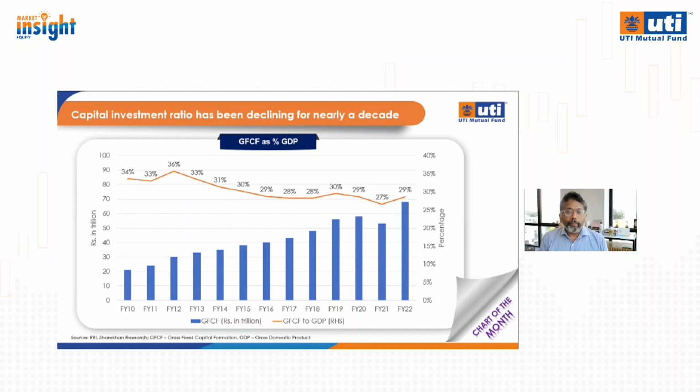Most of you would be aware that the capital investment ratio in India has been in decline for almost a decade. The peaks that we saw in the capital investment ratio, or rather gross fixed capital formation as a percentage of GDP, actually happened about 15 or 16 years ago. Here, of course, we have the data from 2010, and you can see the peak of 36% of GDP being investments in the 2012 financial year. And ever since then, it's been in a very gradual decline.